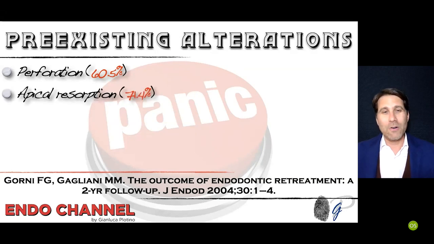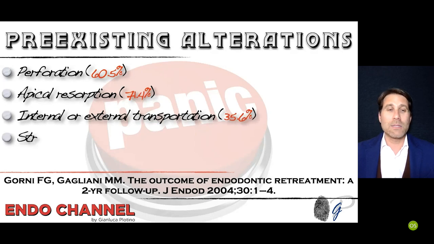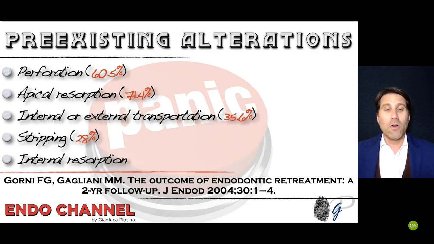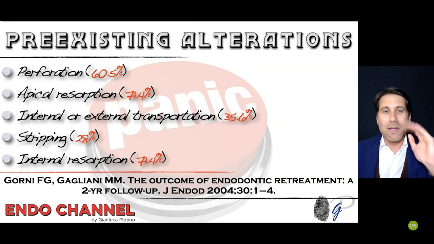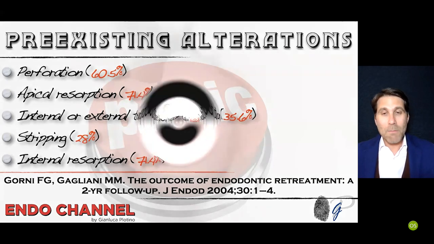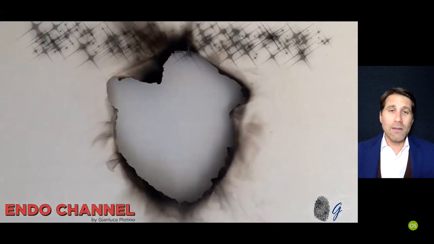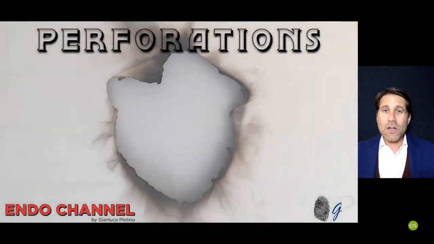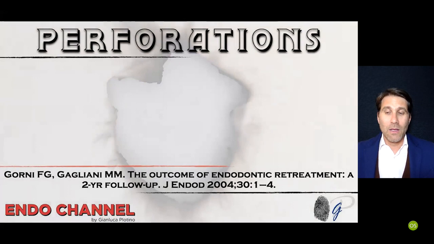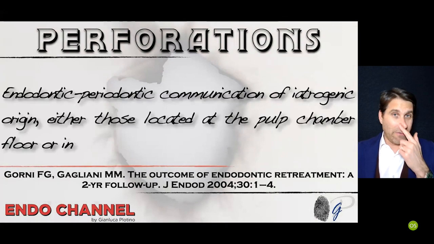Then we will have other clinical situations like apical resorption, internal or external transportation, stripping, or internal resorption that may reduce the prognosis of our endodontic retreatment. But today, we will mainly deal with the presence of perforations. And let's start by defining the perforation.